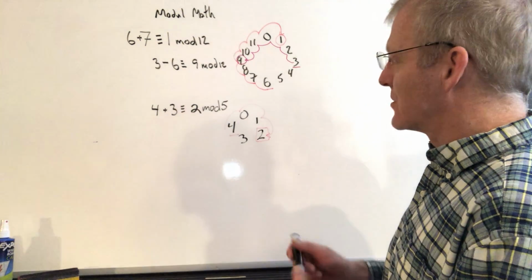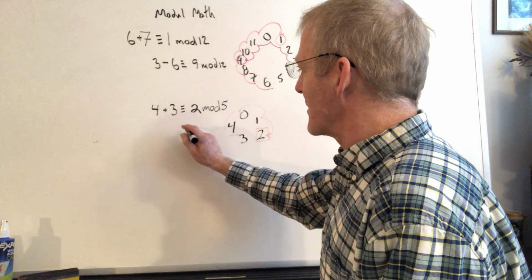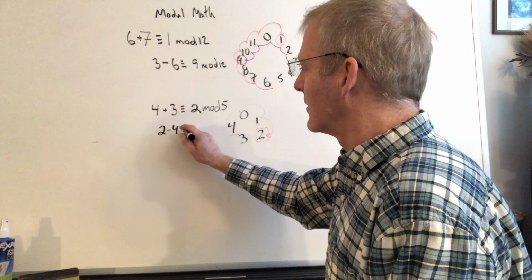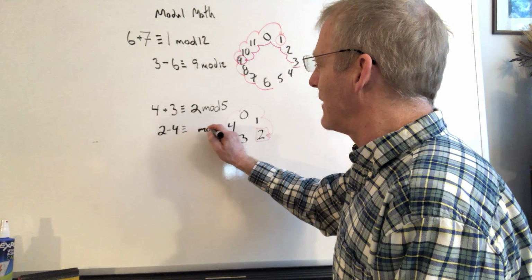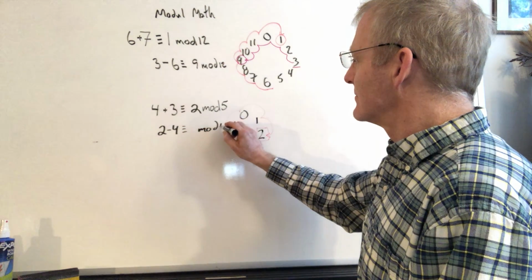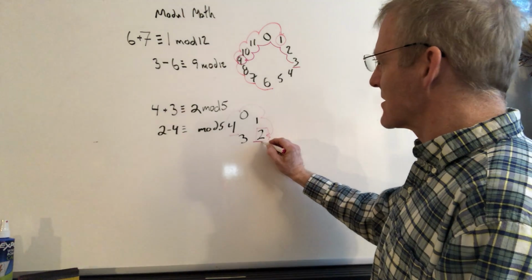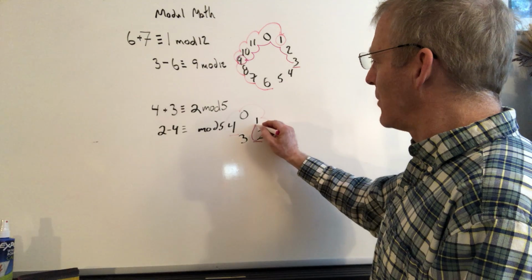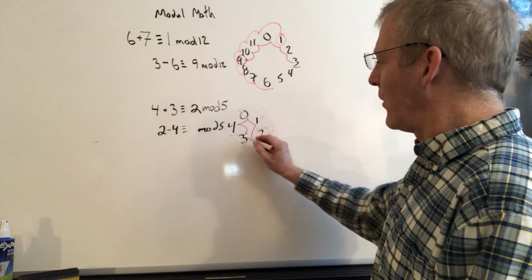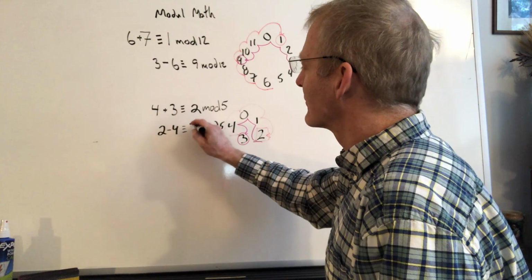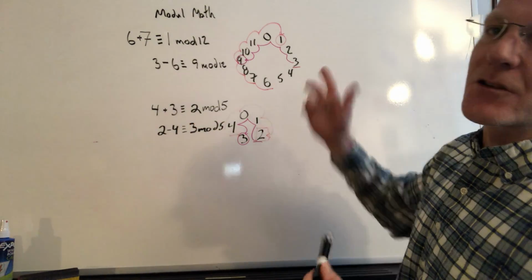Down here, we could do the same thing. Let's take something like 2 minus 4 in mod 5. So we would start at the 2. Let's start here this time. And we're going to go backwards 4. So 1, 2, 3, 4. And notice we land on the 3.